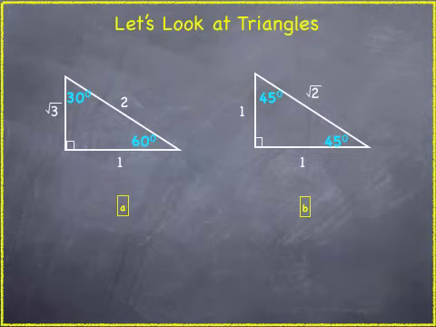In triangle B, we have also a 90-degree triangle, but the other angles are 45 and 45. And the sides are 1 and 1, and the hypotenuse is square root of 2. And you can always use the Pythagorean theorem to prove that this is the case.